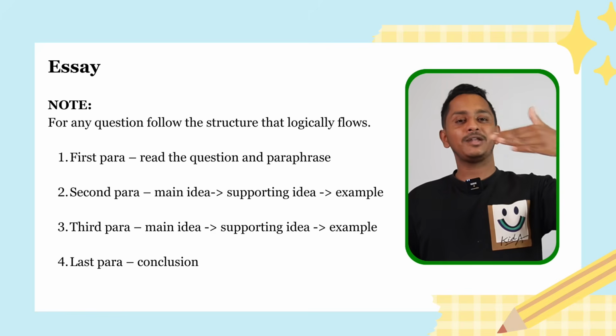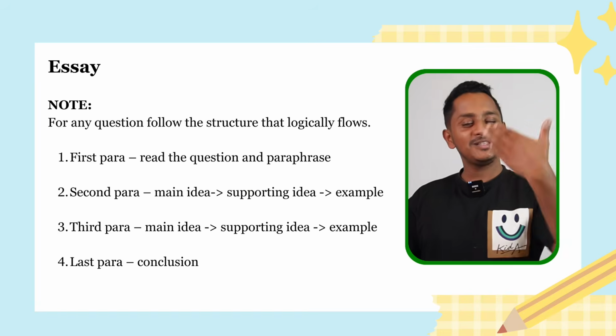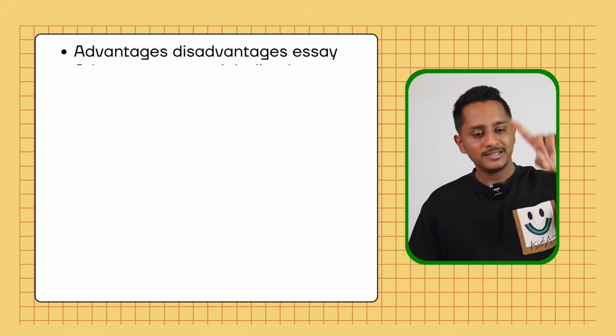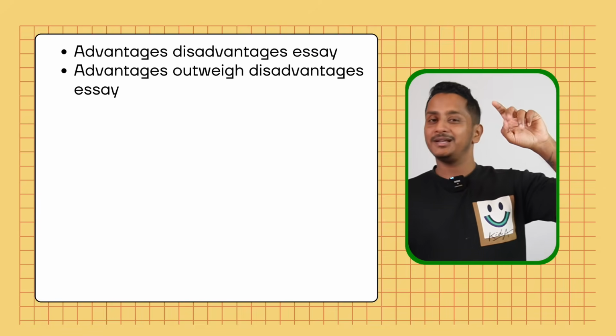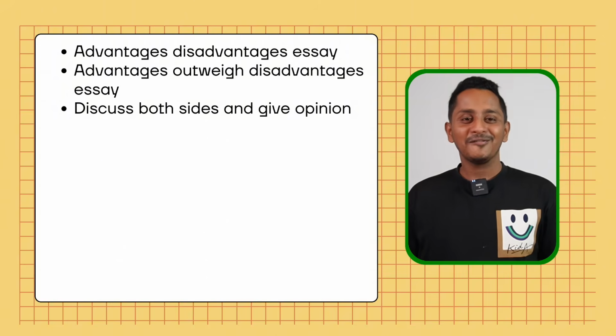Para 1, introduction. Para 2 is where you talk about main idea, supporting an example. Para 3, main idea, supporting an example. Para 4, conclusion. This is how it has to be done. Remember this. Now we will just divide the entire essay types into 6 categories. First is advantage, disadvantage, essay. Second is advantage, outweigh disadvantages. Third is discuss both the sides and give opinion.